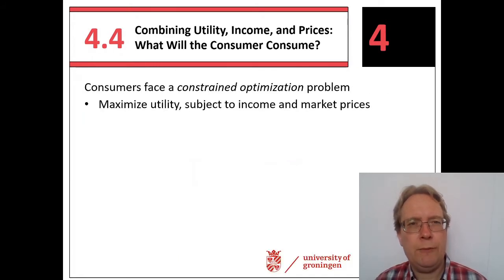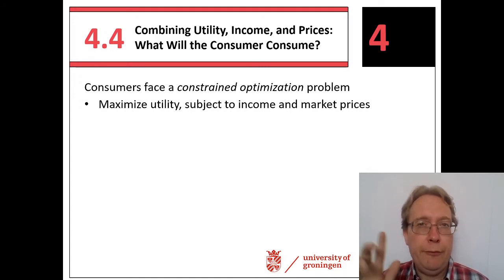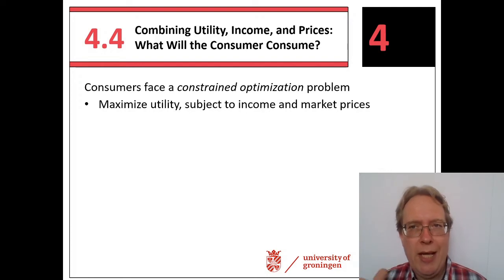Section 4.4. So, in 4.2, we had your preferences. In 4.3, we had your income. If you have a certain amount of money, you always want to make the best out of it. At least that's what we assume. We assume that consumers are completely rational, and they do that.